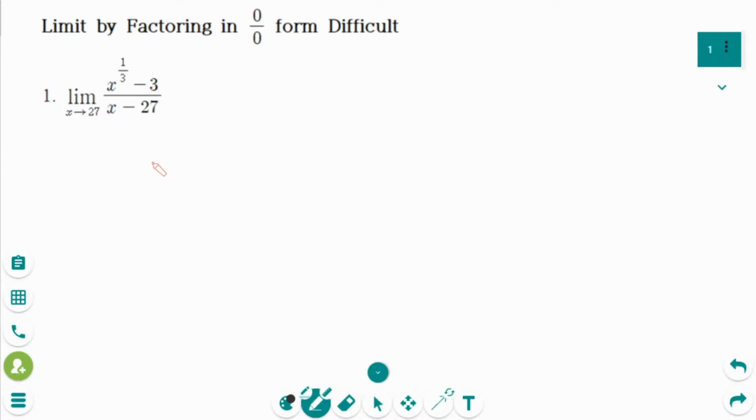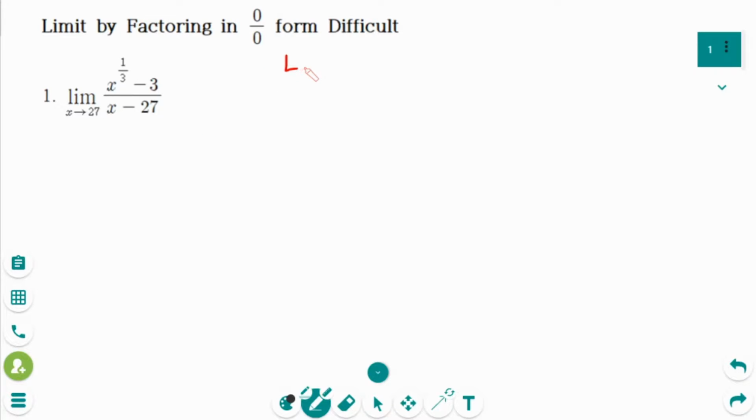This video will cover difficult questions regarding the topic of limit by factoring. Here is the first question. When you put 27 into x, you get the 0 over 0 form. We can use substitution to solve. Always substitute the smallest term.